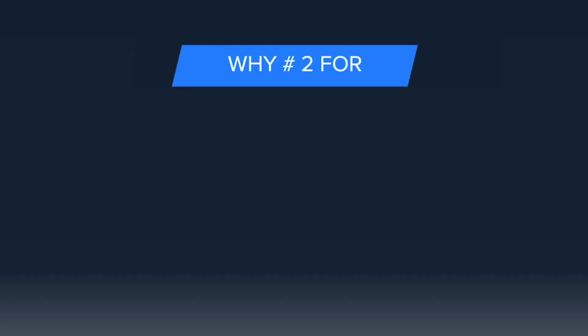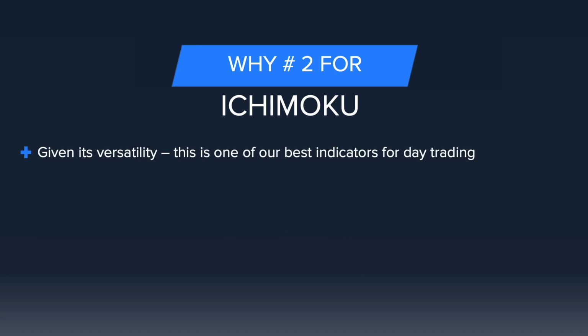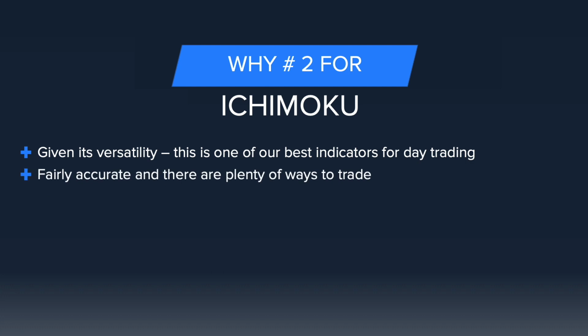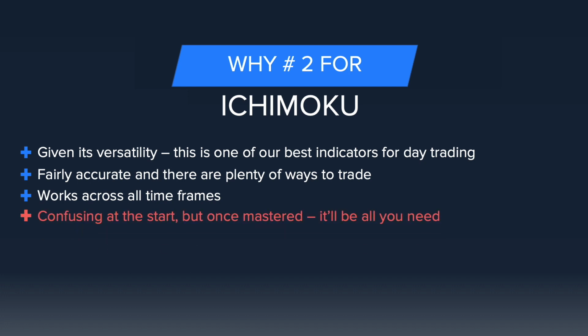So, why have we placed Ichimoku at number 2? Well, given its versatility, this is one of our best indicators for day trading. It's fairly accurate and there are plenty of ways to trade. It works across any time frame, so suitable for most traders. However, it can be confusing at the start, but once mastered, it'll be all you need. Which brings us on to number 1.